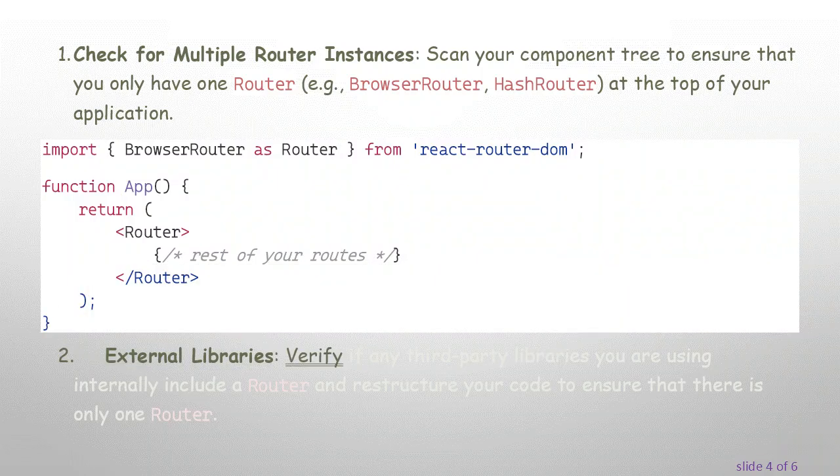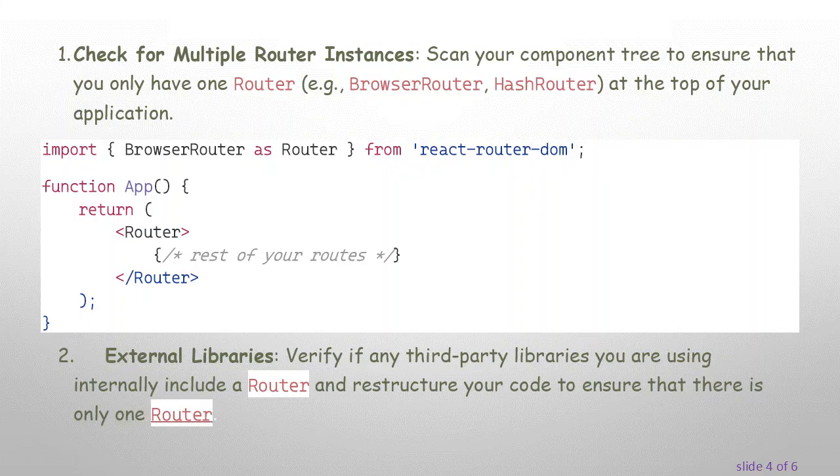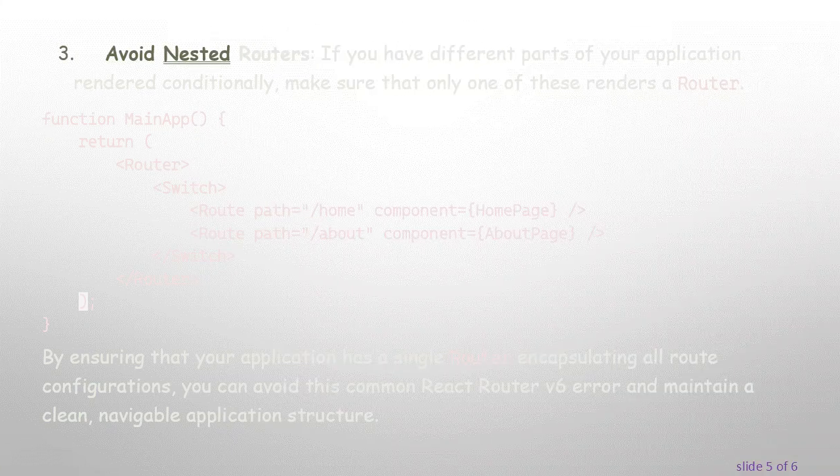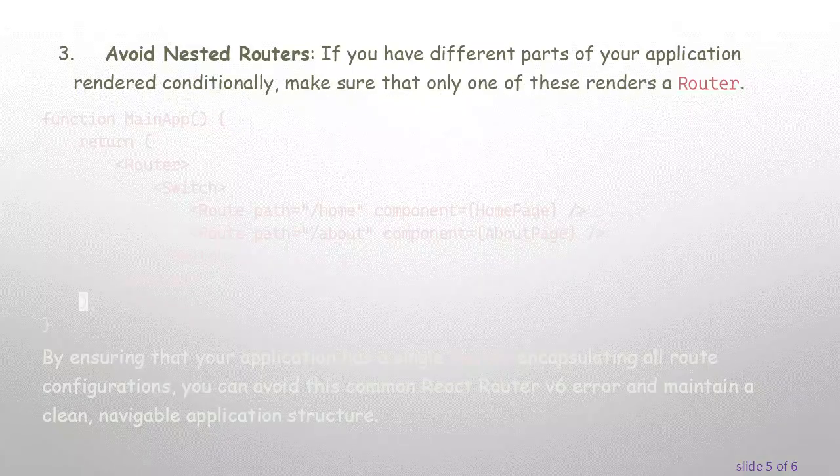External libraries. Verify if any third-party libraries you are using internally include a router and restructure your code to ensure that there is only one router. Avoid nested routers. If you have different parts of your application rendered conditionally, make sure that only one of these renders a router.